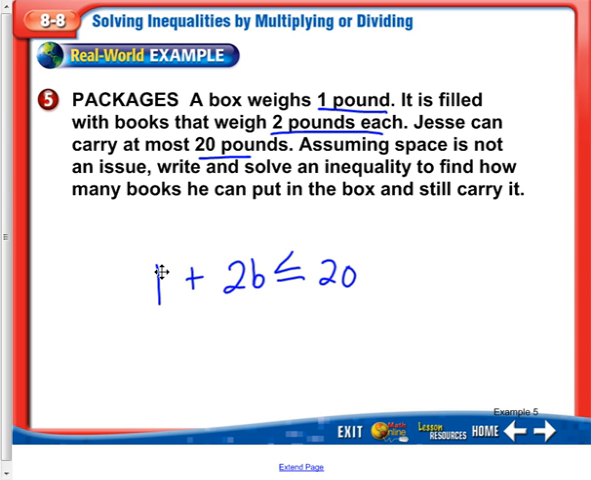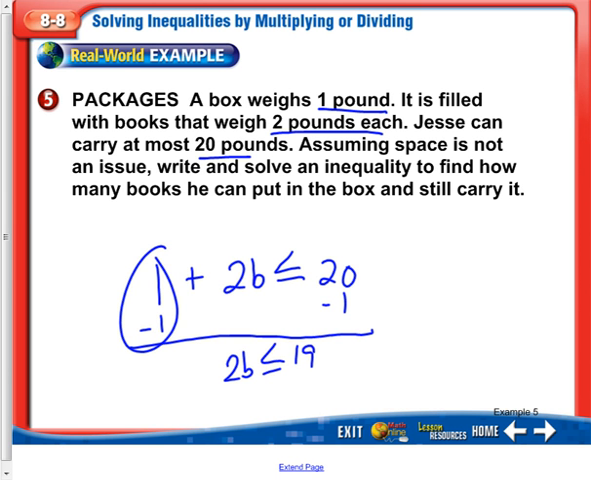All right, so now we need to solve this. So first we need to subtract the 1 on both sides. Now remember, subtracting does not force us to change the inequality. Multiplying or dividing by a negative is the only time we will flip the inequality. So here I'm going to be left with 2 times b is less than or equal to 19. And then right here I'm going to divide both sides by 2. And that's a positive number, so I don't need to flip it. The 2's will cancel. So b is less than or equal to 9.5 books.